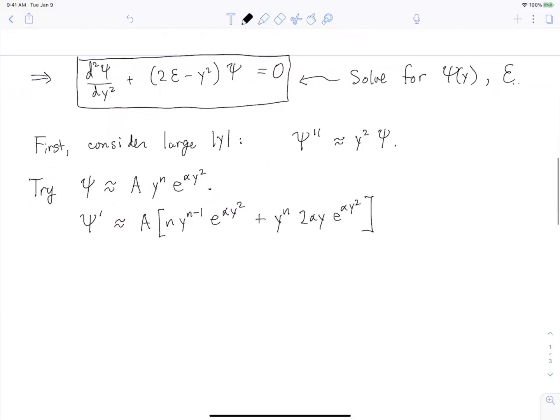Okay, now we can again use the fact that we're only thinking about large y right now, because this term has 2 more powers of y than this term does. And so we can neglect the first one.